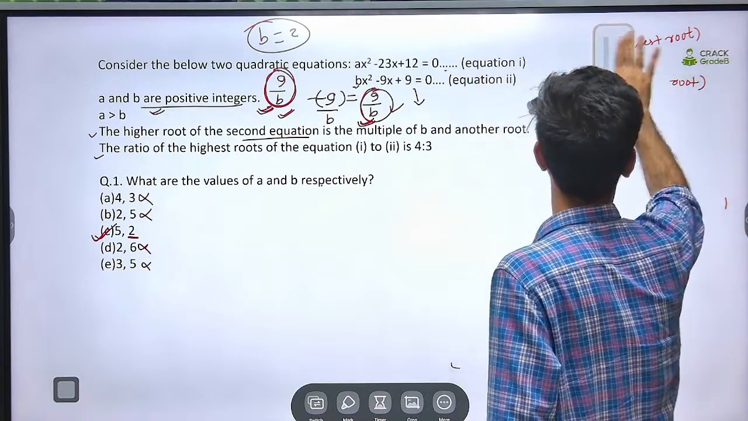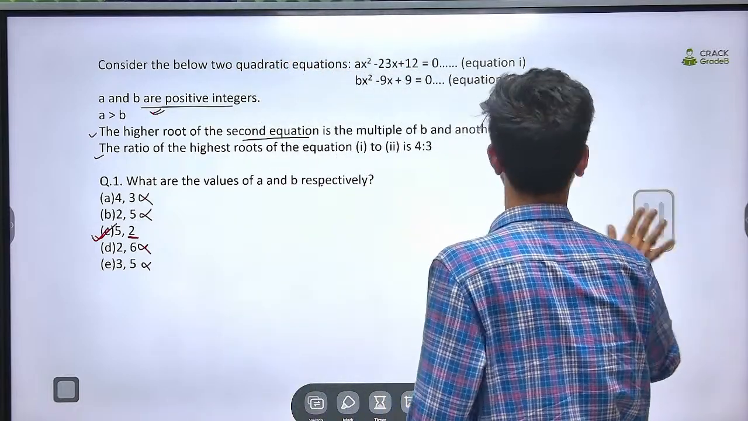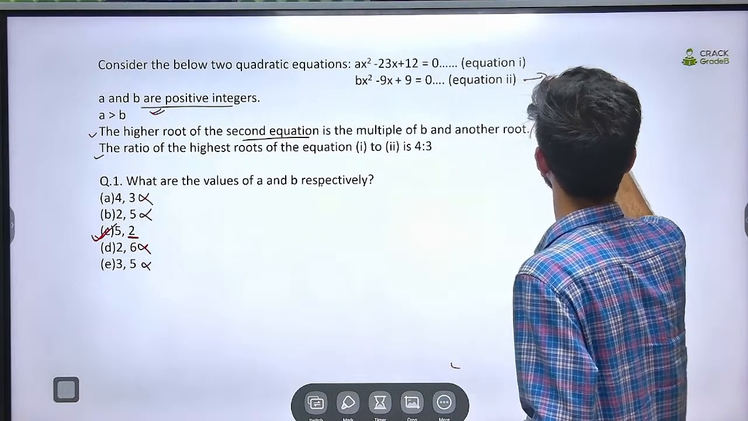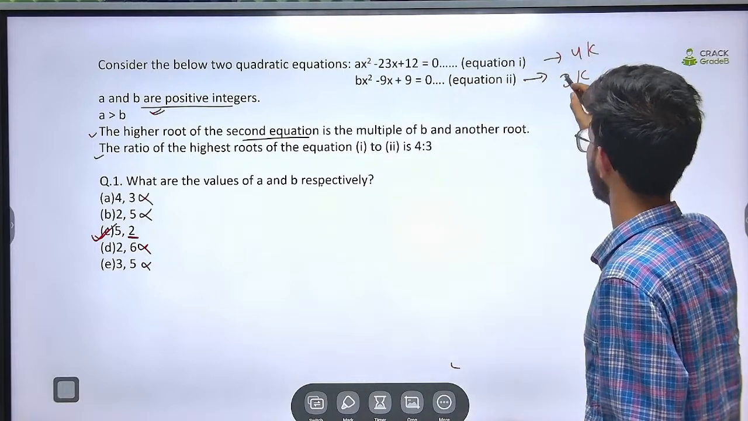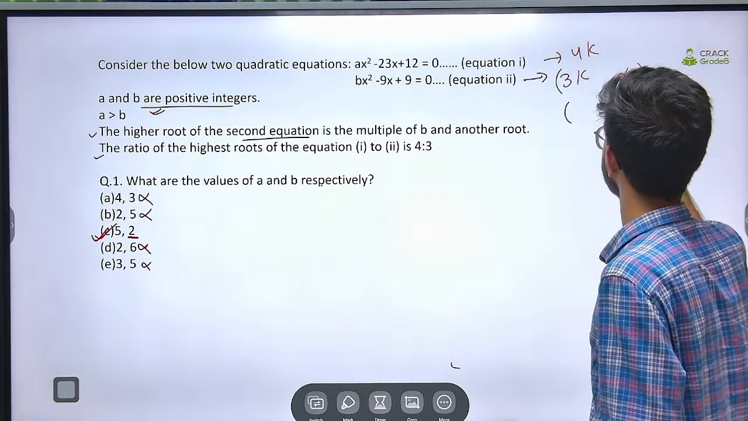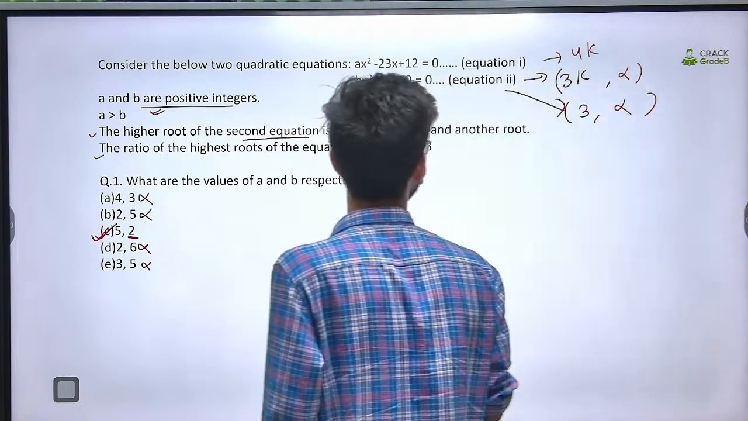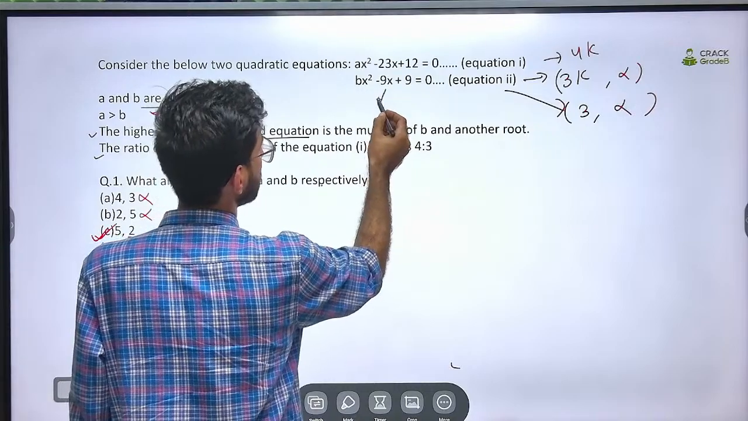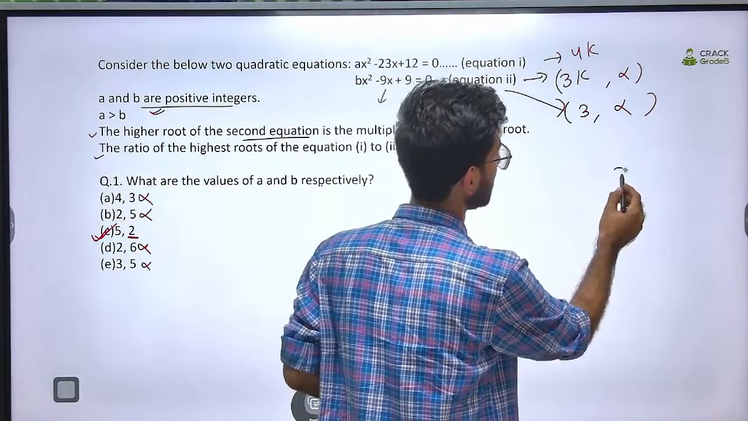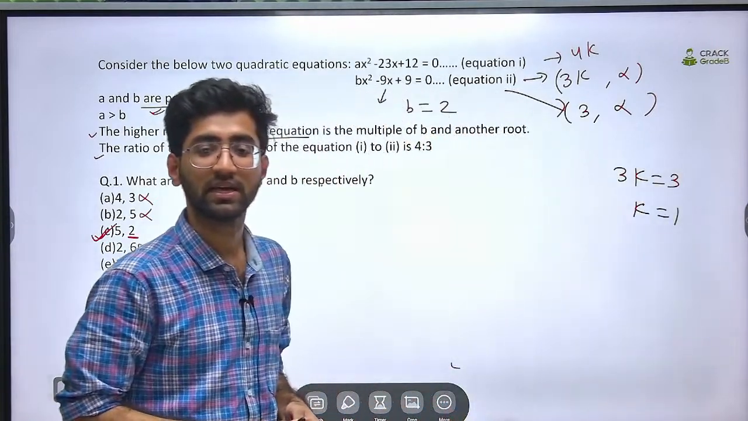We know a few things about that. We have assumed that 3k and 4k are the higher roots, right? We have assumed 3k and alpha. We also know that the value of 3k was equal to 3. So the roots of equation 2 are 3 and alpha, right? And we also know that the value of b is equal to 2, right? If 3k is equal to 3, means k equals 1.